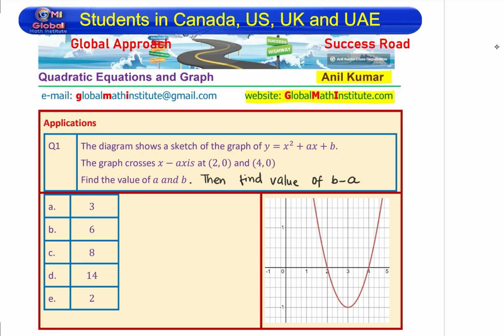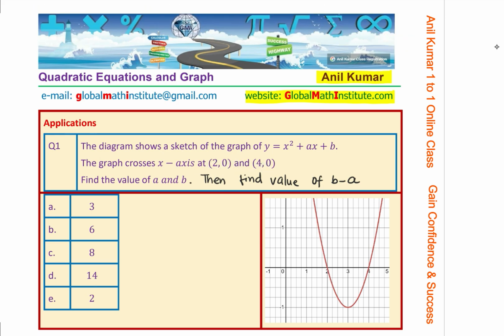Now the question here is, the diagram shows a sketch of the graph y equals x squared plus ax plus b. The graph crosses the x-axis at (2, 0) and (4, 0) as shown here, right? Find the value of a and b. Then find the value of b minus a. Four choices for b minus a are given to you. So let's begin solving this question.